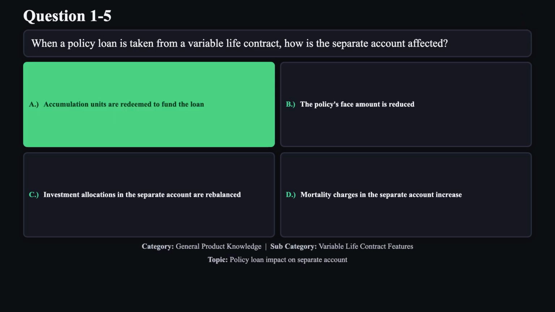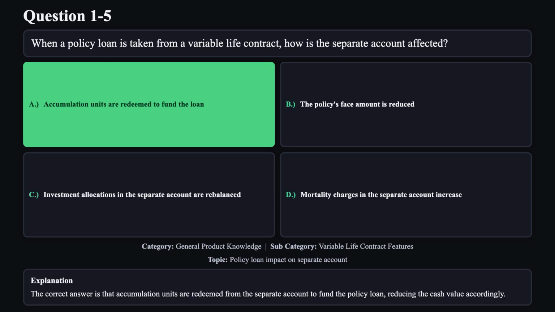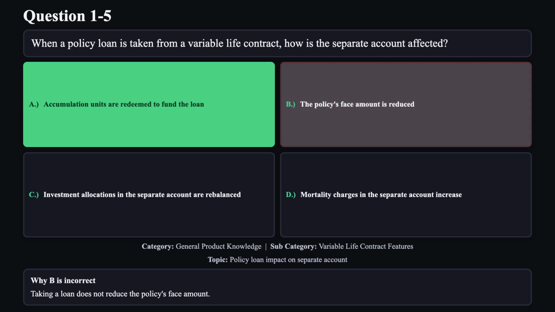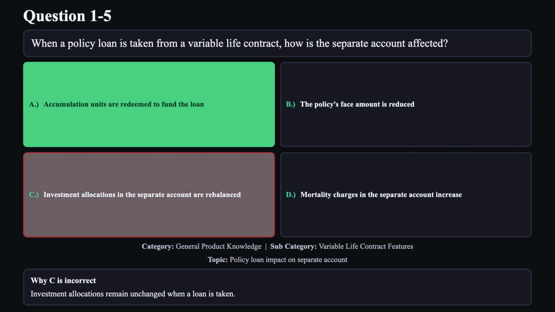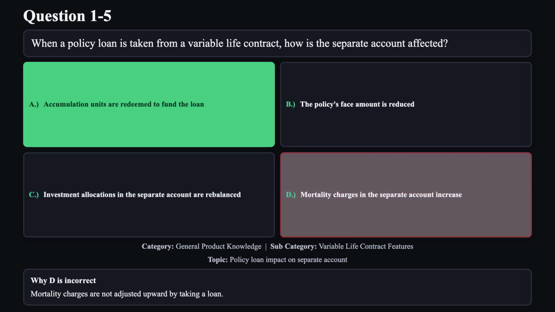The correct answer is A. The correct answer is that accumulation units are redeemed from the separate account to fund the policy loan, reducing the cash value accordingly. Reason B is not correct. Taking a loan does not reduce the policy's face amount. Reason C is not correct. Investment allocations remain unchanged when a loan is taken. Reason D is not correct. Mortality charges are not adjusted upward by taking a loan.